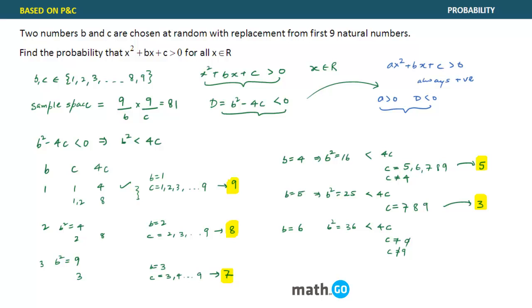So if you add them, all of them, then the answer would be, how many cases are there? So 15 plus 5 plus 3, 20, 32 cases are there which are favorable, divided by your sample space 81. This is the answer we were looking for. That means the probability that this quadratic will be positive for every value of x and b and c will be 32 by 81.